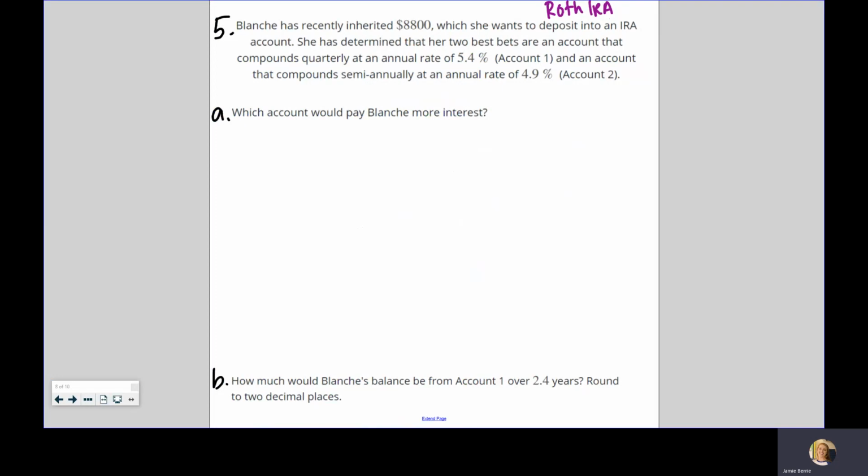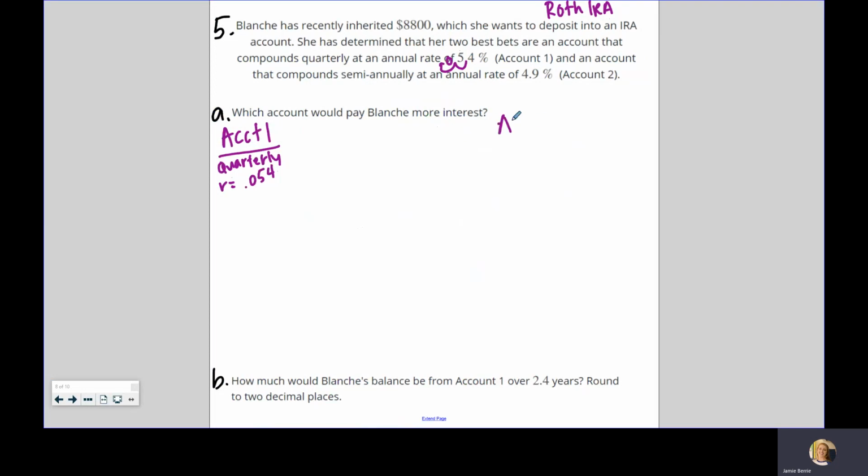She has determined that her 2 best offers are, this first option is an account that compounds quarterly at an annual interest rate of 4.5%. So that's account 1. Account 1 compounds quarterly. And for the interest rate we have to convert this to a decimal, so move the decimal place 2 places to the left. Start here, 1, 2. Fill in that blank space with a 0. That's 0.045. That's our interest rate.